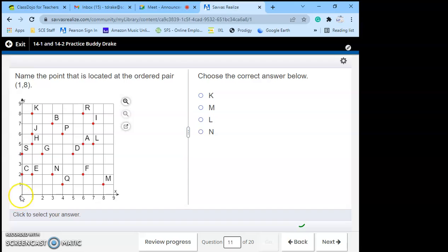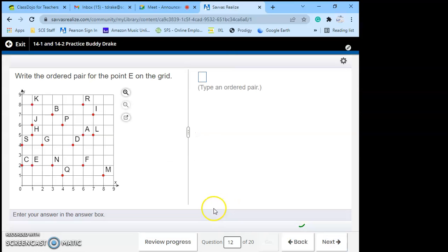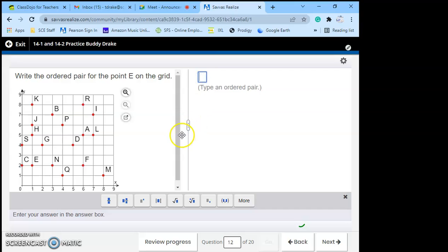1, 8. X is 1, Y is 8. Go over to 1 and all the way up to 8, which is K. E. Well, where's E? Oh, there's E. So we start at 0, we go over 1 for the X, and up 2. So it's 1, 2. So we type parenthesis, 1, 2, parenthesis.